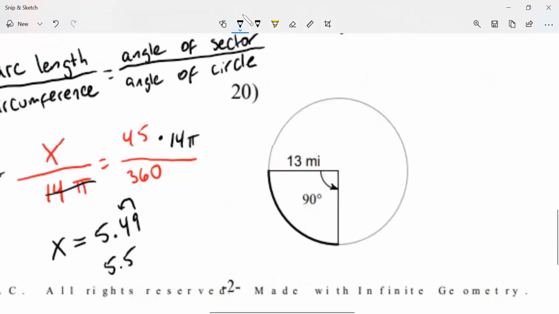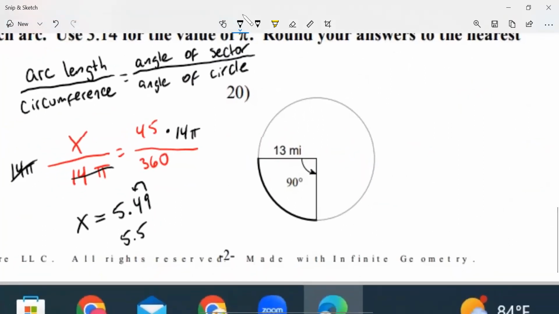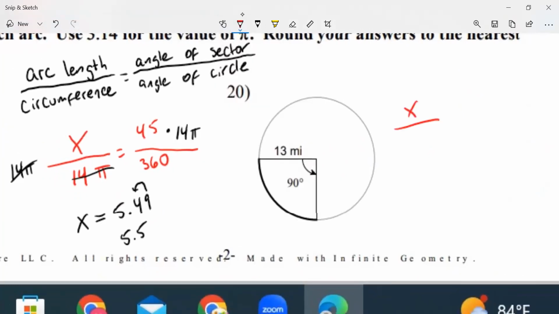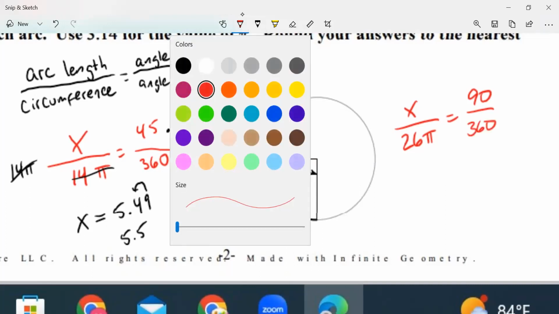Lastly, let's take a look at number 20. The arc length, I have no idea what it is. That's what I'm solving. The circumference, okay. The radius is 13. You can see the radius is 13. So I'm going to say the circumference is going to be 26 pi. I just went radius times 2. This is going to be equal to the angle of the sector, which is 90, and then the degrees around the circle, it's 360.